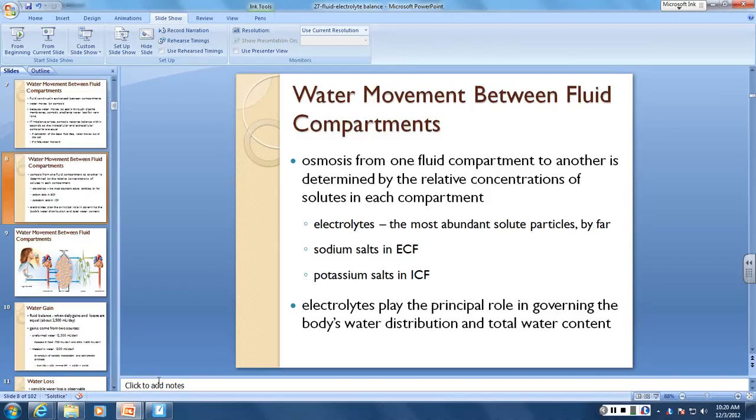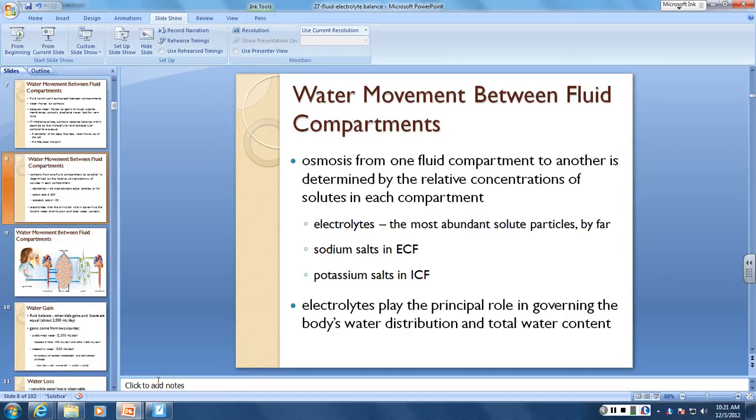Osmosis from one fluid compartment to another is determined by the relative concentration of solutes in each compartment. So you all remember what solutes are. They're the component dissolved in solvent. Electrolytes are the most abundant solute particles. Sodium salts are predominant in the extracellular fluid, and those you should know for the test. So which electrolyte, I may ask on the test, is more predominant extracellularly and which is more predominant intracellularly.